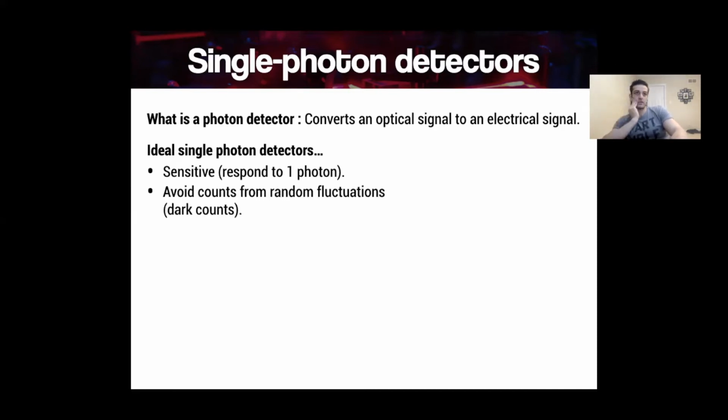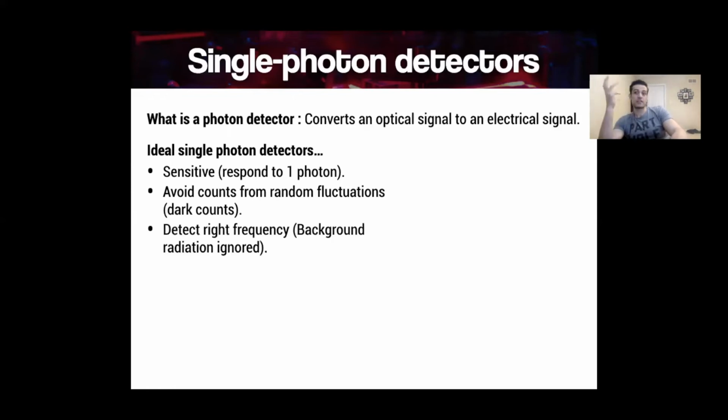Another is that you want to be able to avoid counts from random fluctuations. These are called dark counts. Mostly they're from thermal fluctuations. As far as I know, they're just from thermal fluctuations, but maybe a quantum fluctuation could cause a dark count. You'd need an incredibly sensitive tool to do that, but maybe it's possible. In general, if you have some thermal noise in the environment and it causes a fluctuation in the system, you don't want it to think that there's a photon there when it's not.